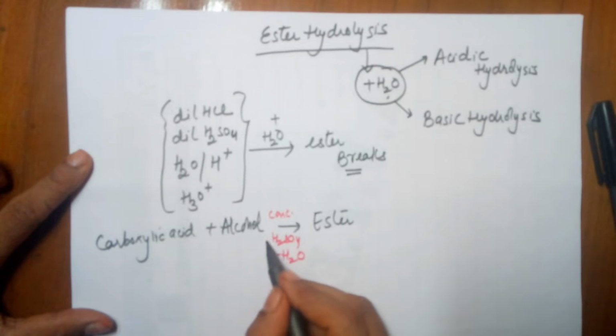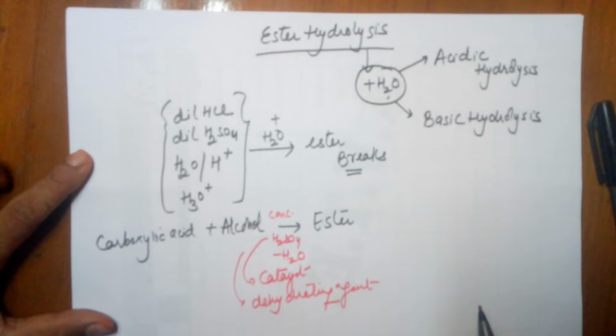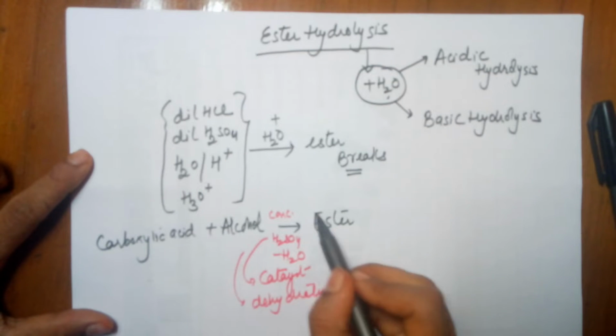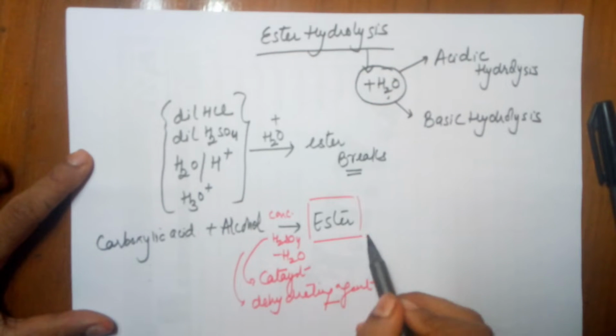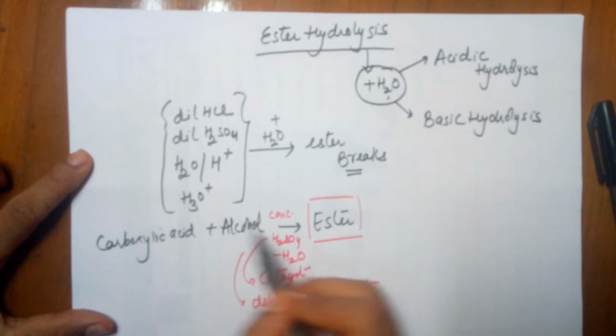This concentrated sulfuric acid is your catalyst in the reaction as well as your dehydrating agent, that is, to remove water. Whatever the situation, you end up in an ester after carboxylic acid and alcohol lose water together.